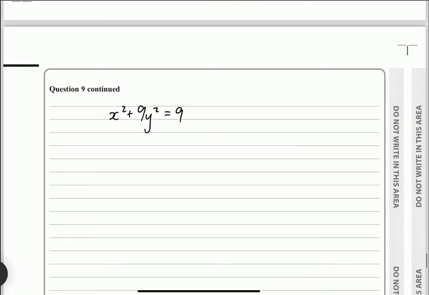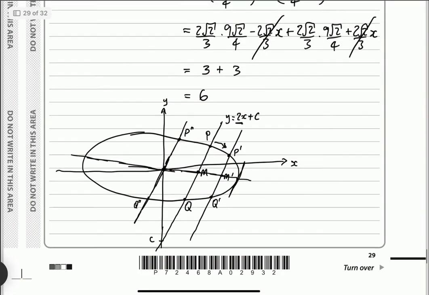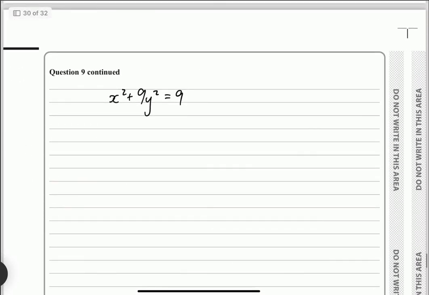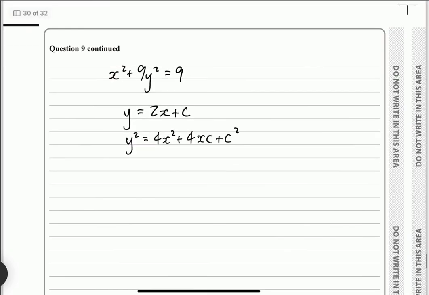To do that, I need the original equation, x squared plus 9y squared is equal to 9, and we're combining that with the slightly more generic y equals 2x plus c. So y squared is equal to 4x squared plus 4xc plus c squared. Substitute that into the ellipse equation. It's 9 lots of this, so that's 36x squared plus 36xc plus 9c squared equals 9.